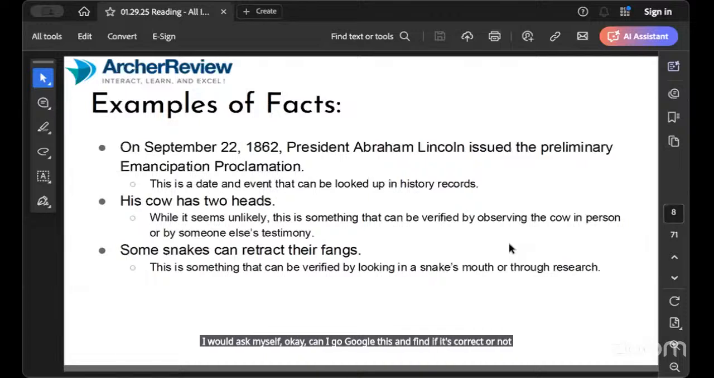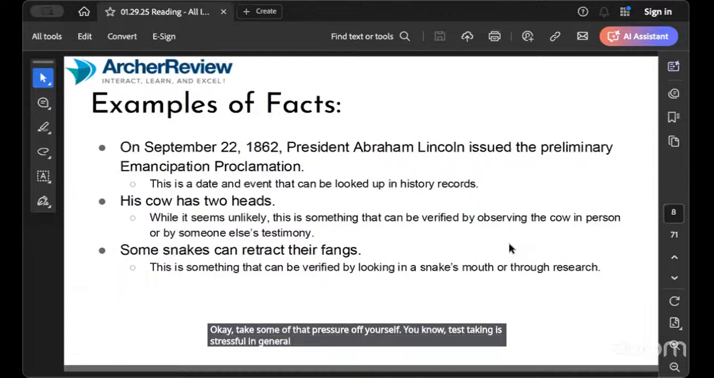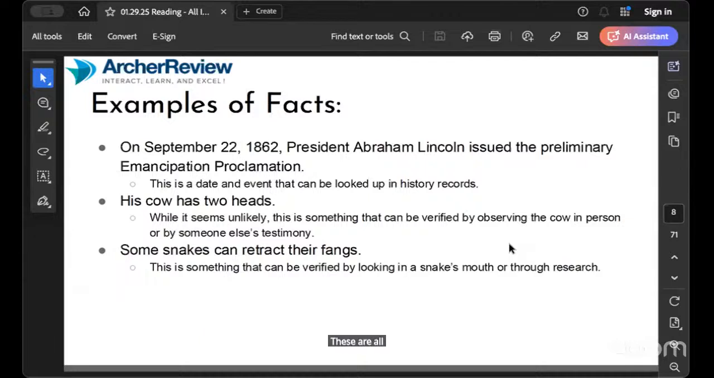Okay. Don't worry about if it's correct. Ask yourself, can you go look this up? Okay. Take some of that pressure off yourself. Test taking is stressful in general. Let's not add to it. So, for example, these would all be considered facts. Look at how they're worded, okay?